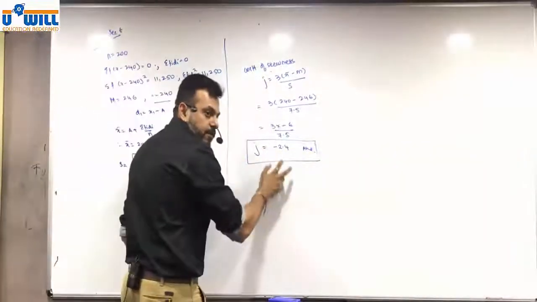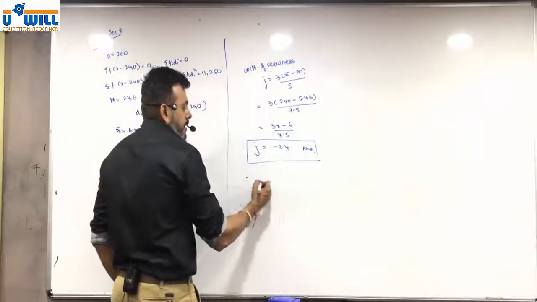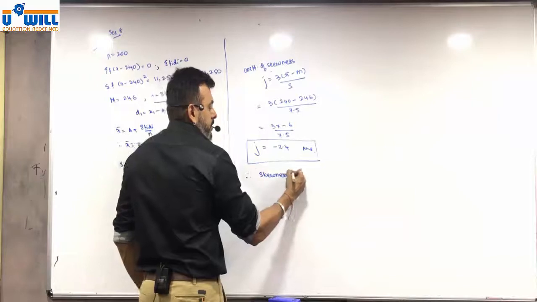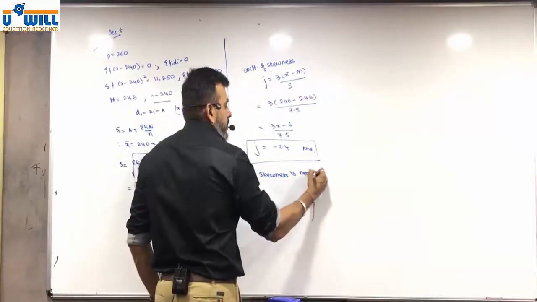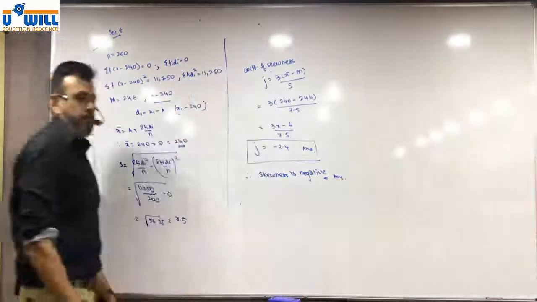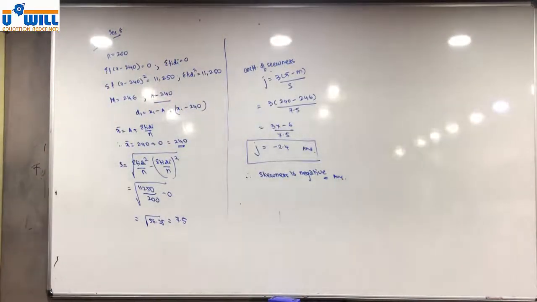What type of skewness is this? Negative. Therefore, skewness is negative. Answer. Very rarely does this happen, and it is also given that skewness is between -1 to +1, but in rare situations it can be between -3 to +3.